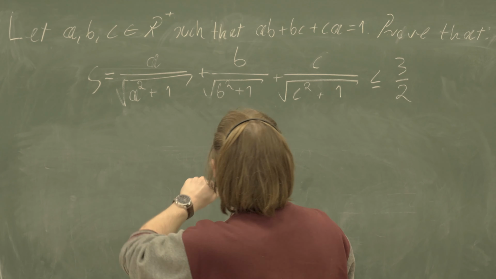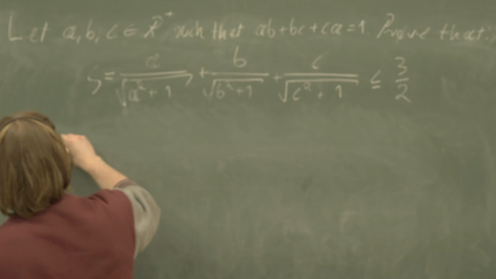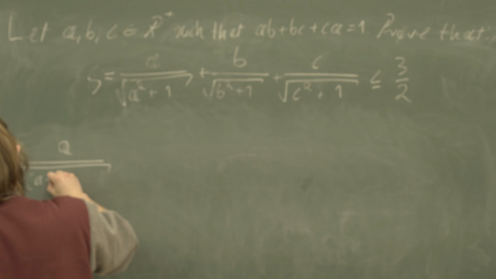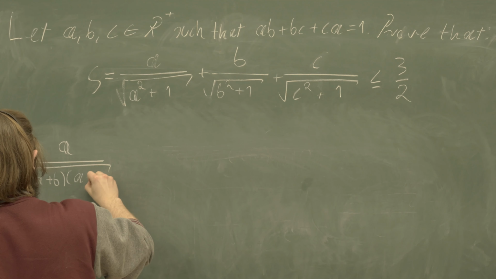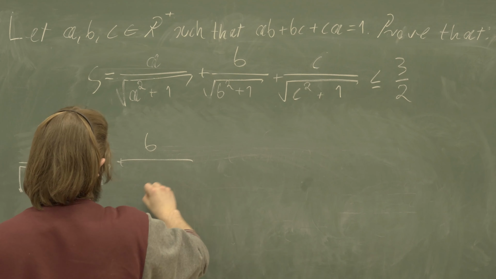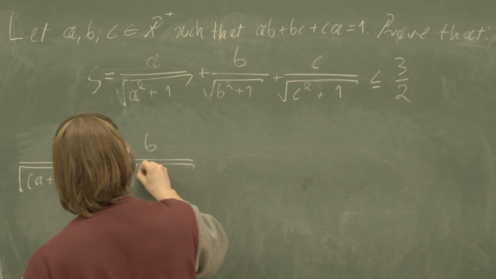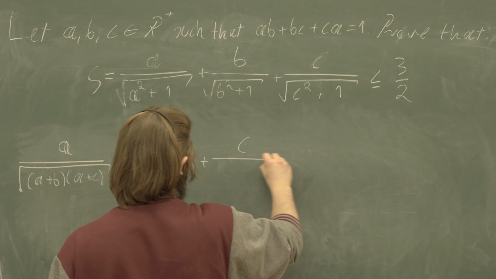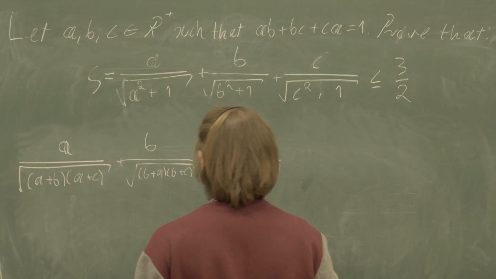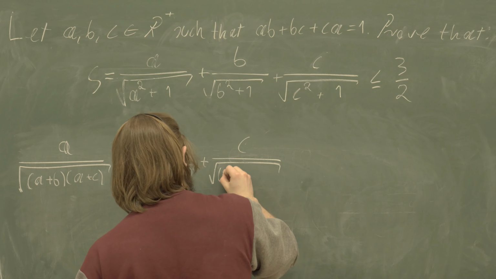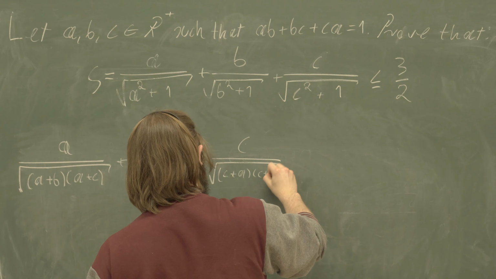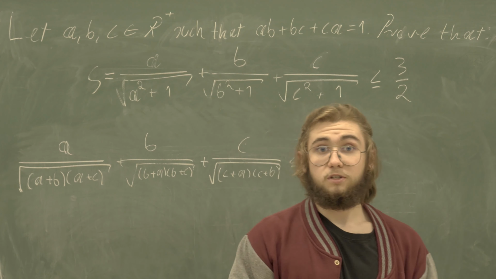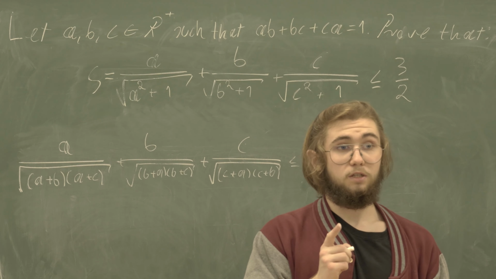So how can we write this one, bearing in mind what I just erased? Well, it's going to look something like this. A divided by the square root of A squared plus 1 will become A plus B multiplied by A plus C. Then we're going to have B all over the square root of, where B squared plus 1 will become B plus A multiplied by B plus C. And then we will have one more fraction, so C over the square root of C plus A times C plus B. And we're supposed to do what? Well, we're supposed to prove an upper bound of this, which is equal to 3 over 2.